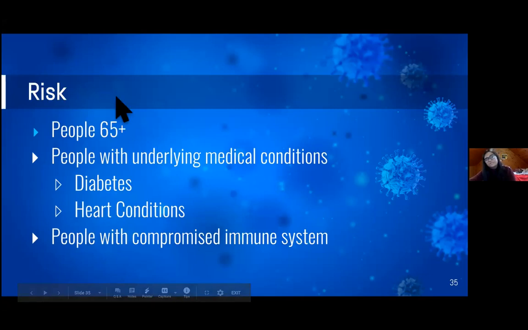In terms of risk, people 65 plus are shown to have the highest amount of risk, and people with underlying medical conditions such as diabetes, heart conditions, and also any type of lung disorder. Also, people with a compromised immune system tend to be more vulnerable.